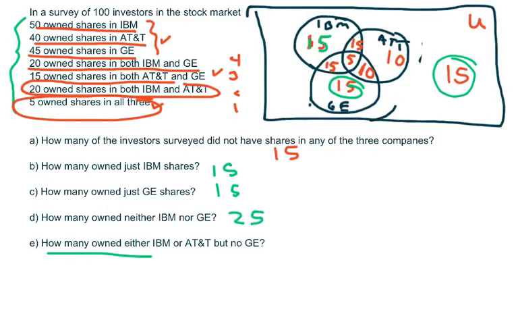And how many owned either IBM or AT&T but no GE? So I'm adding up my IBM or AT&T but no GE. So I'm adding up 15, 15, and 10. So this would be 15 plus 15 plus 10, which is 40.